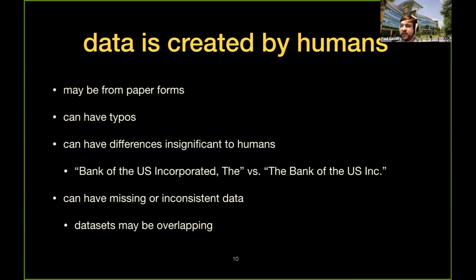And so this data is tricky to work with. There are lots of tricky computer science problems here. Instead of sensor data, these are humans entering this information. They might have typos. There might be differences in naming that look insignificant to us, like moving articles around or expanding abbreviations, that just mean we can't do exact matching. We have to do some sort of probabilistic matching. And there might just be missing or inconsistent information.